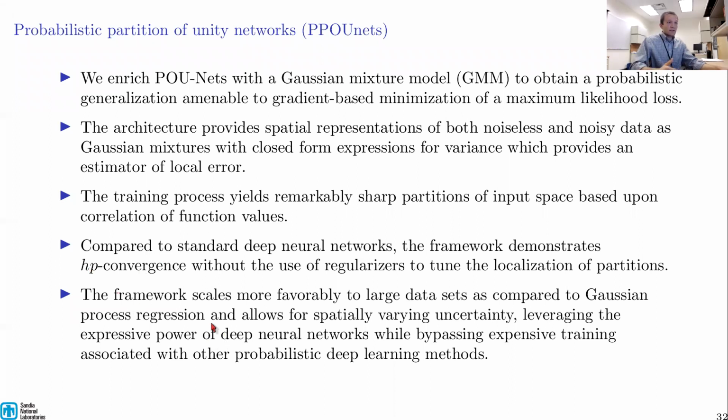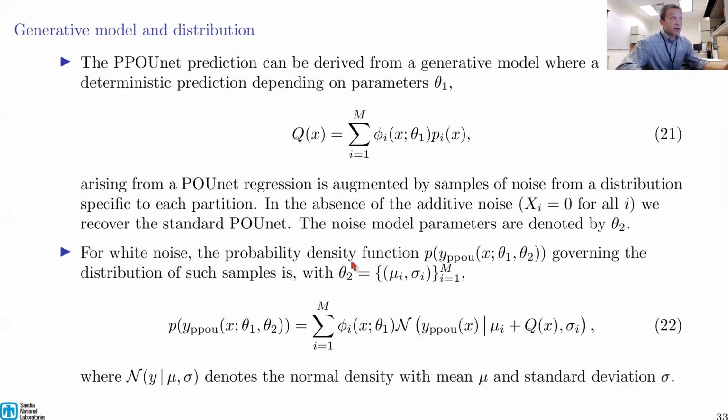By comparison to Gaussian processes, it's kind of an apples to oranges comparison, because Gaussian processes are Bayesian, and they're a little bit different. But if you just want to do regression with noisy data and get some spatial uncertainty coming from that noise, then if you compare our method, the probabilistic POU nets, to Gaussian processes, you use the expressive power of neural networks, but you get to skip a lot of the expensive training associated with things like Bayesian neural networks. And compared to Gaussian processes, it typically trains faster and scales much better to large data sets.